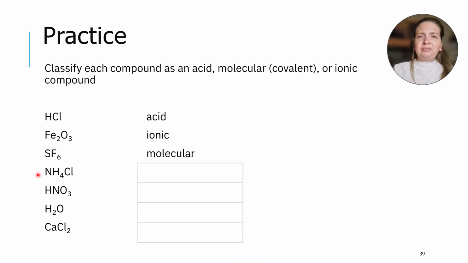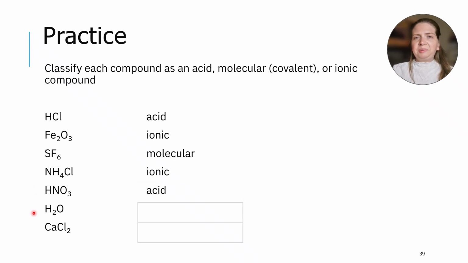Next is NH4Cl. Although it contains only nonmetal elements, there is a polyatomic cation hidden within the compound, ammonium, NH4+. This compound is ionic because it consists of ammonium cations and chloride anions. Next is HNO3. Hydrogen is listed first, and NO3- is nitrate, a polyatomic ion. Therefore, this is an acid.